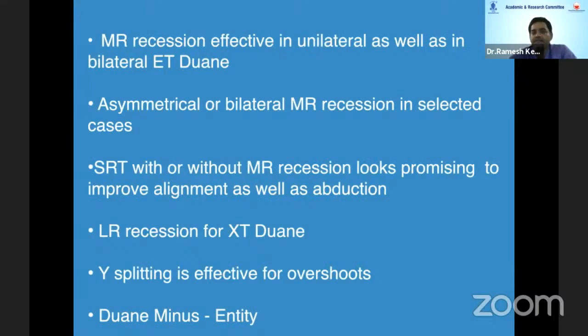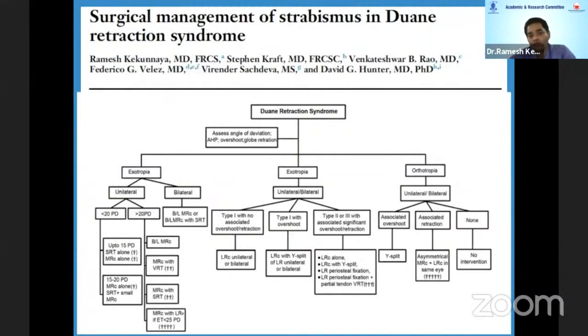Simple medial rectus recession is effective in unilateral as well as bilateral cases. But if you add SRT, you would get an additional improvement of alignment. Lateral rectus recession is generally good for exotropic Duane. Y splitting is effective, but there are multiple permutations or combinations where just an LR split may not be enough. If some of you want to go through the flow chart, it is published. This is the flow chart of management of Duane syndrome.